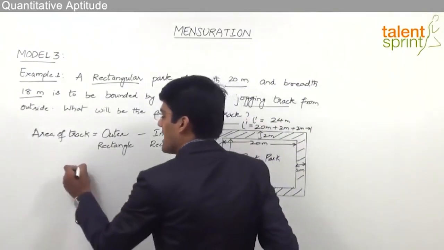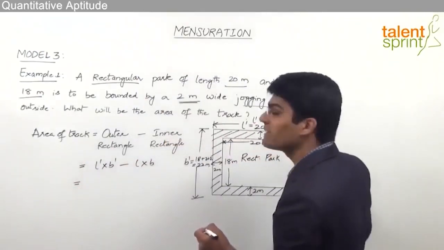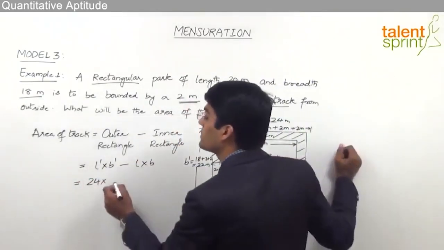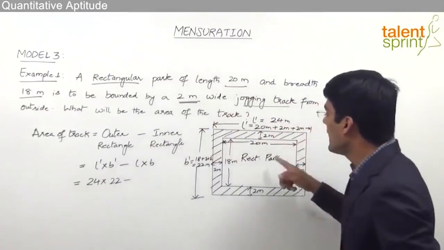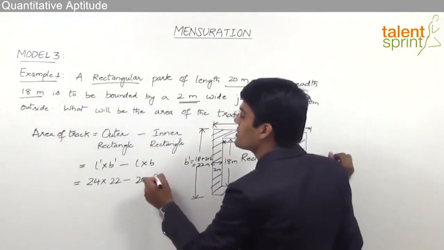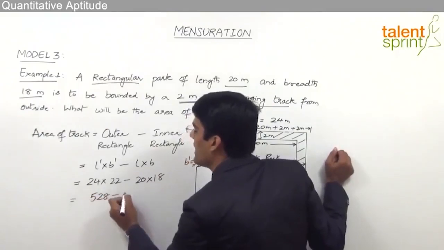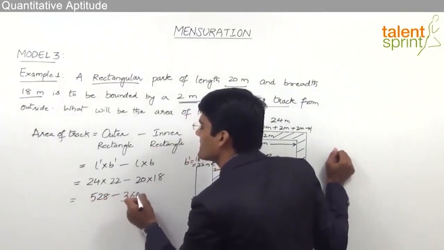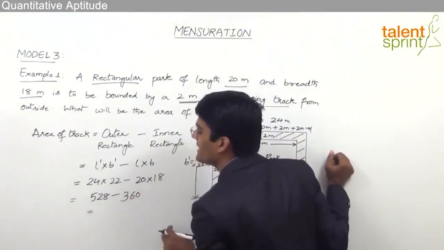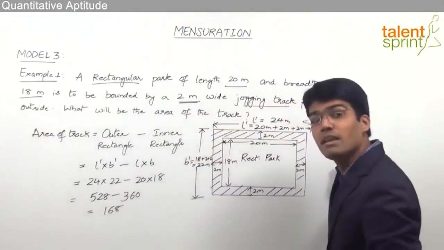So now we can say that the answer here will be L dash into B dash minus L into B. L dash, as we know, is nothing but the length of outer rectangle, 24, into B dash, the breadth of outer rectangle, that is 22, minus L into B. L is the length of the rectangular park, that is 20, and B is the breadth of the rectangular park, which is 18. Now 24 into 22 will come out to be 528, minus 20 into 18 is 360. So by taking the difference of these two, we get the required answer. 528 minus 360 will be equal to 168, and the units here have to be meter square.